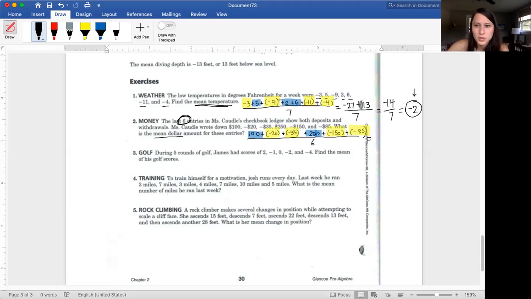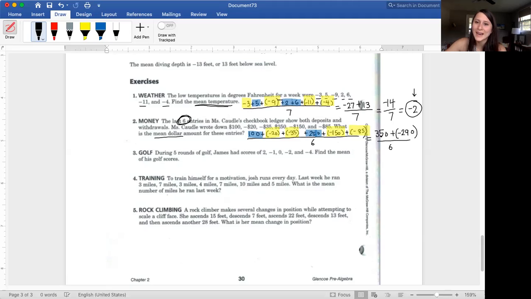So 100 plus 250 is 350. And then -20 plus -35 plus -150 plus -85. What is that? See if you can figure that out before I put it down. -290. And all that divided by 6.